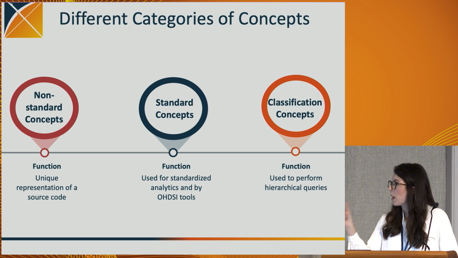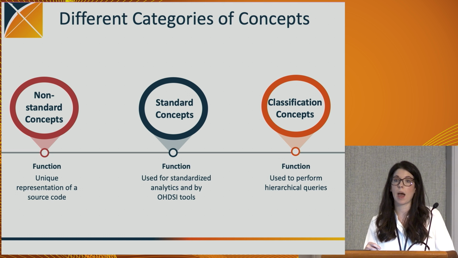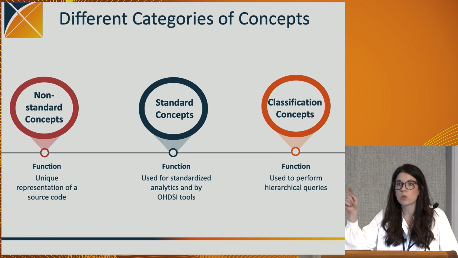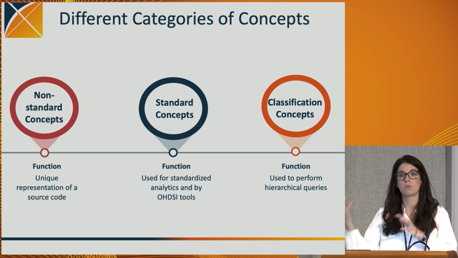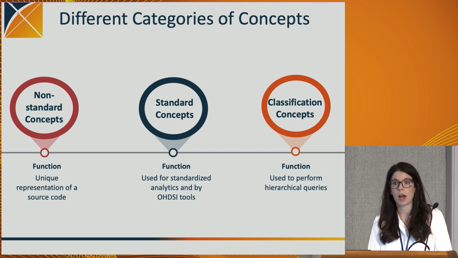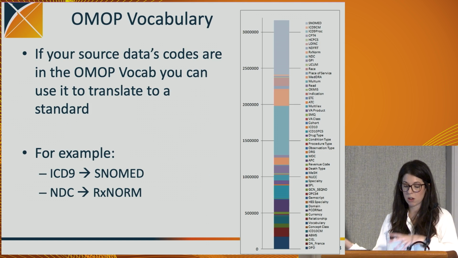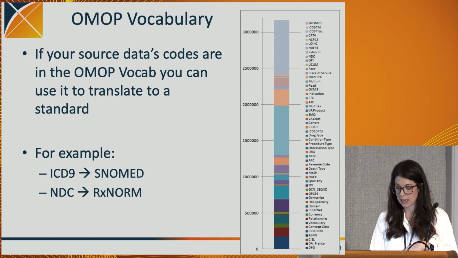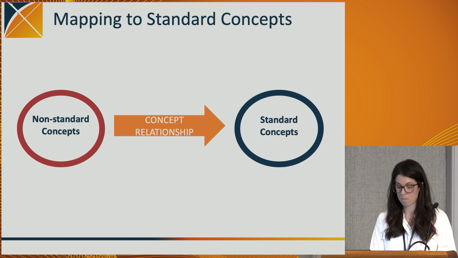And then we also have some classification concepts. We're not going to really go into those, but you'll see them in the vocabulary. For the SQL heads out there, it'd be where standard concept equals C. And those just help us with some classifications. We have some drug hierarchies and some condition hierarchies in there. Right. So again, like I was saying, if your source data codes are in the vocab, you can use that to translate to a standard, and you would use the concept relationship table to do that.